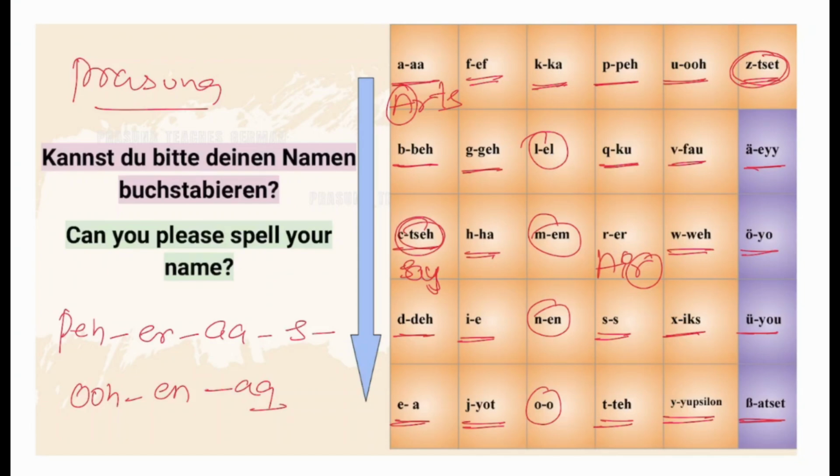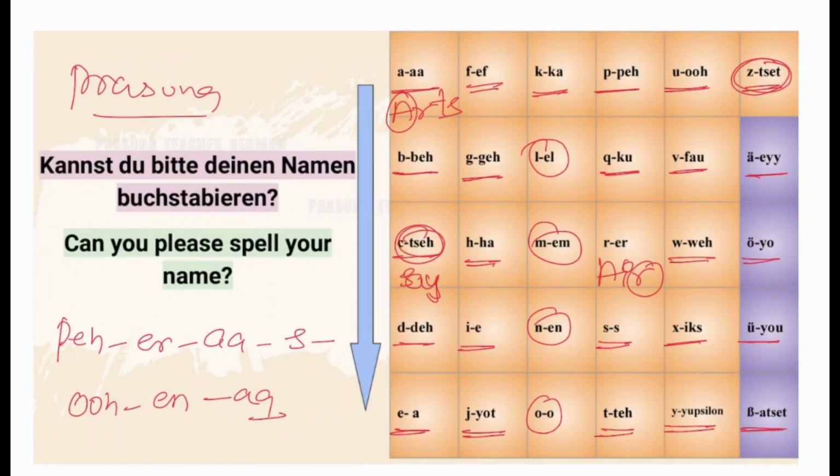How can a German ask me to spell my name? Kannst du bitte deinen Namen buchstabieren? Kannst is the can, du is the you, bitte is the pleasing word. Deinen Namen is just like your name, and buchstabieren is the verb to spell. Then I have to say P, A, S, U, N, A.